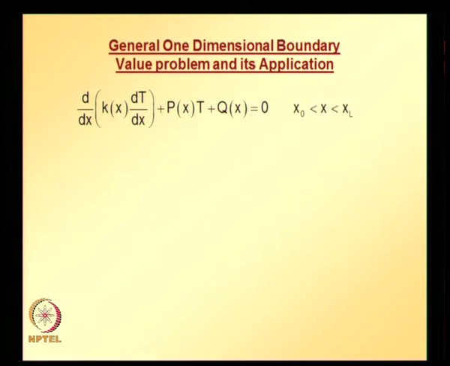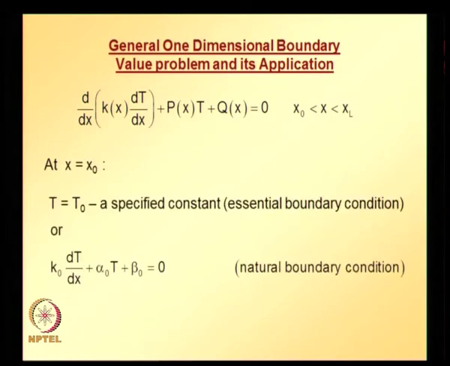X is going from x0 to xl, and these are the boundary conditions at x is equal to x0, where T is the field variable here. If it is a steady state heat flow problem, then T is temperature. In the last class we have looked at the steady state heat conduction problem, and here the boundary conditions can be either essential boundary conditions or natural boundary conditions.